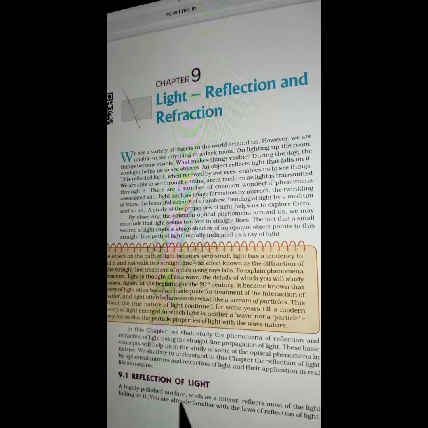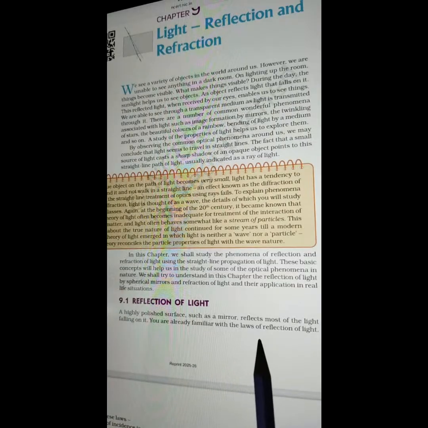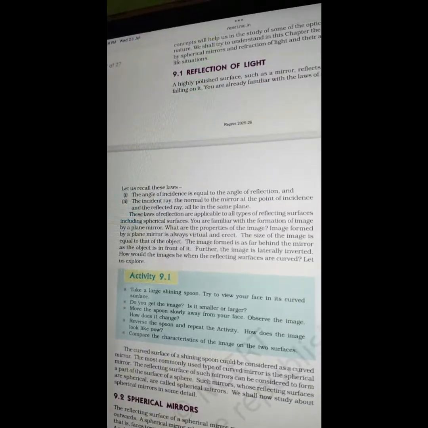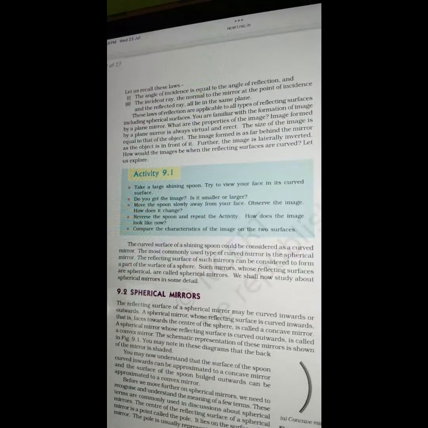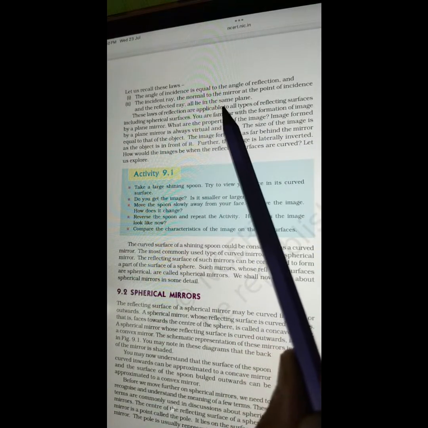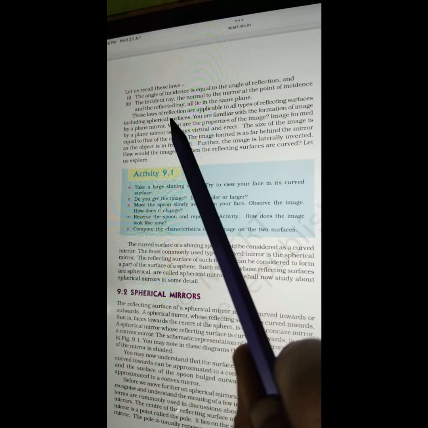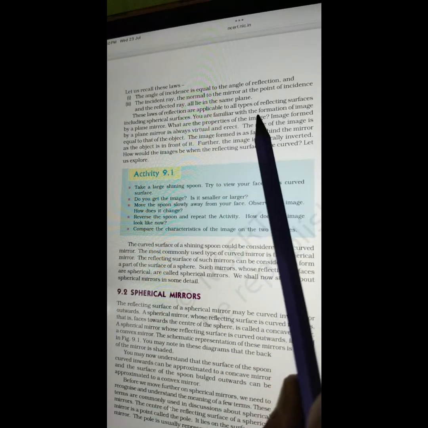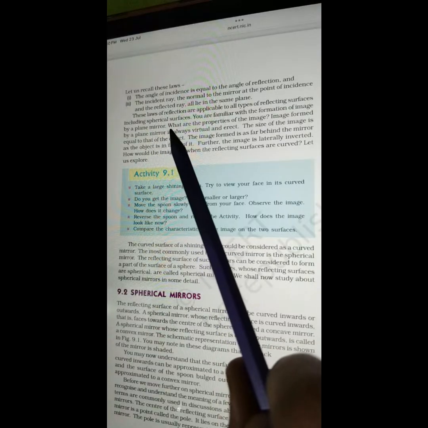9.1 Reflection of light. A highly polished surface, such as a mirror, reflects most of the light falling on it. You are already familiar with the laws of reflection of light. Let us recall these laws. The angle of incidence is equal to the angle of reflection, and the incident ray, the normal to the mirror at the point of incidence, and the reflected ray all lie in the same plane. These laws of reflection are applicable to all types of reflecting surfaces, including spherical surfaces.